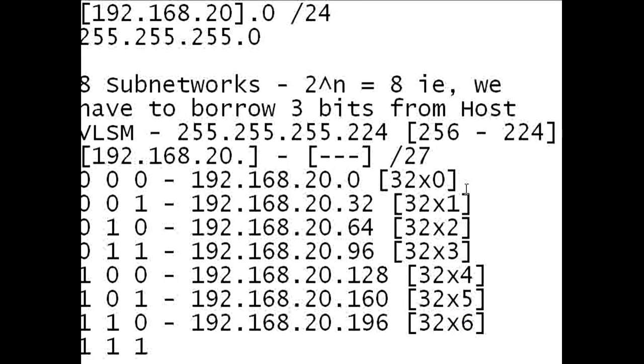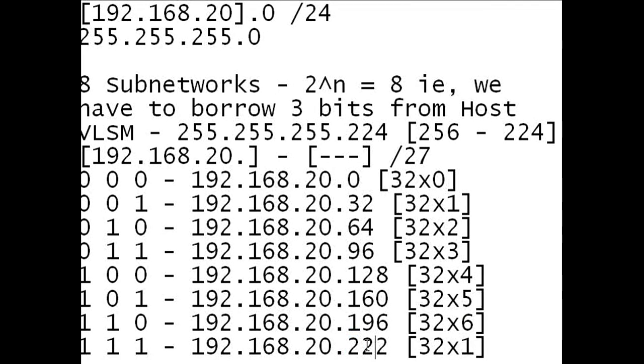So how many subnetworks did I have? I had 8 subnetworks, so I have to multiply 32 into 0, 32 into 1, like that, the last is 32 into 7, which is nothing but my 224. So the block size is 256 minus 224, that is the block size I am getting. And there is another way of calculating the block size also.